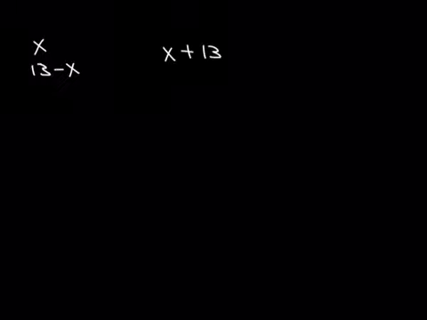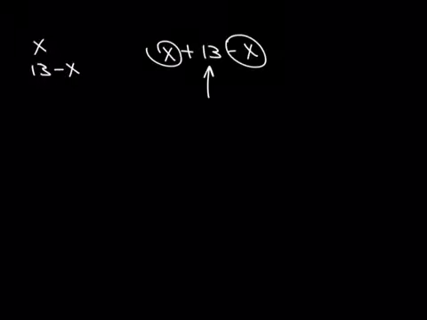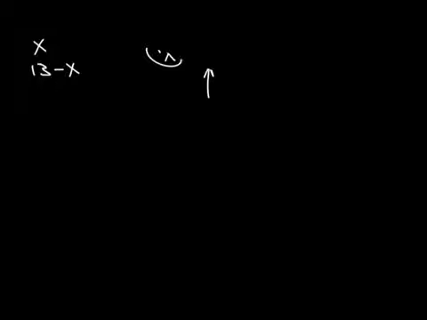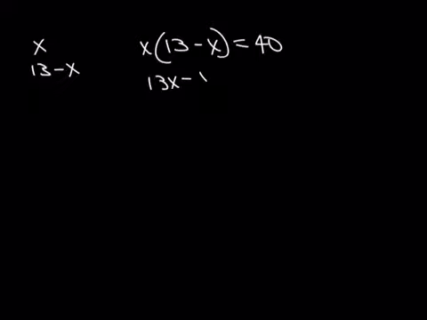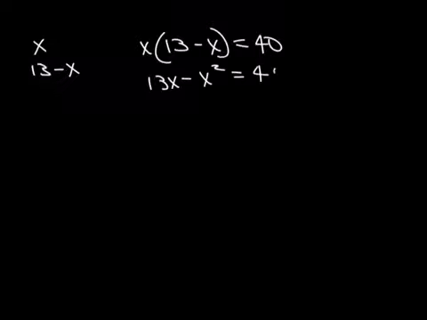Okay? So then, if we add these two together, what do we get? That and that cancel, and we get 13. And that's what we were trying to say. The sum of two numbers is 13. Their product is 40. So if I were to multiply them, I get 40. Okay? Find the numbers. 13x minus x squared equals 40.